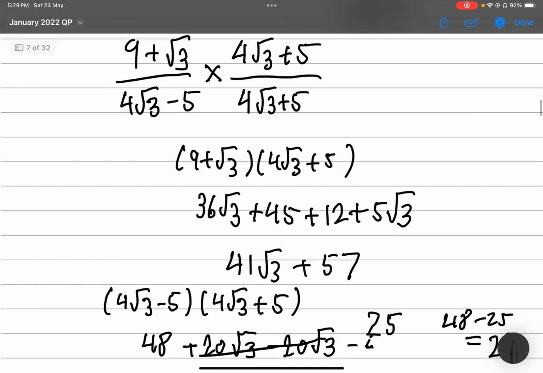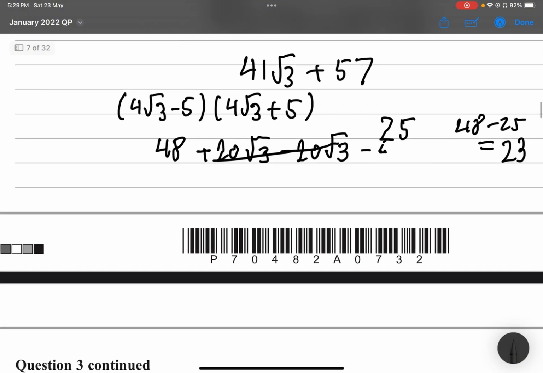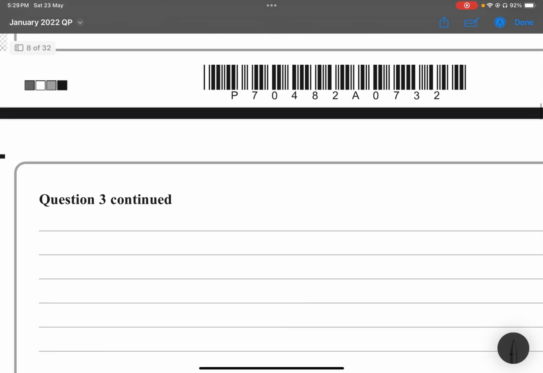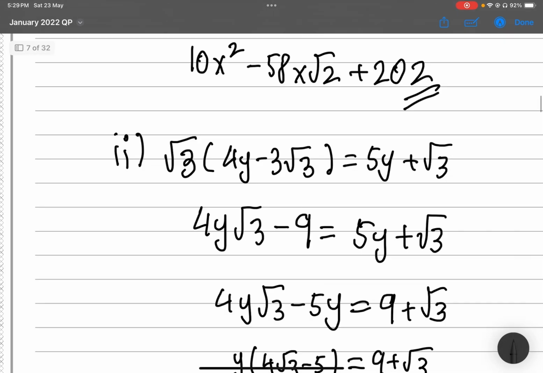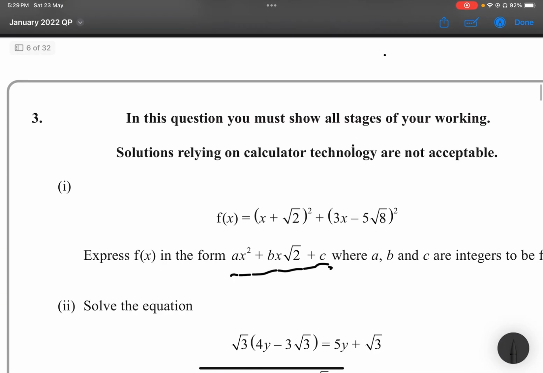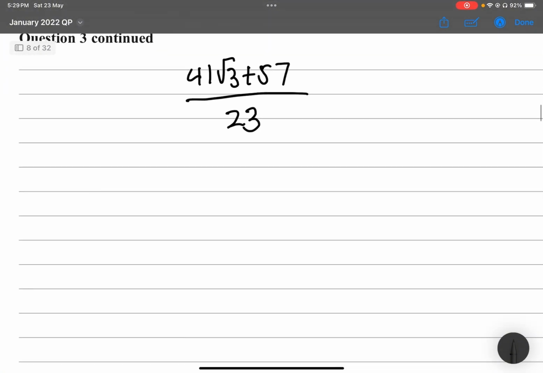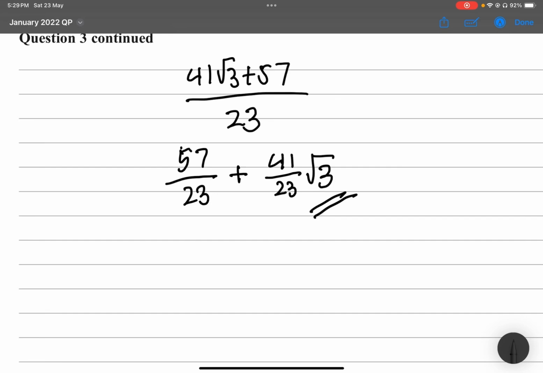So now we have 41 root 3 plus 57 divided by 23. Now, if we go back to the question, they want it in the form of p plus q root 3. So we can separate these two. We can write it like this: 57 over 23 plus 41 over 23 root 3. And this is our final answer, y equals this.